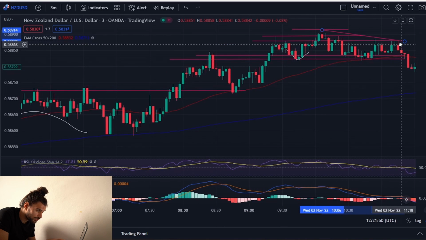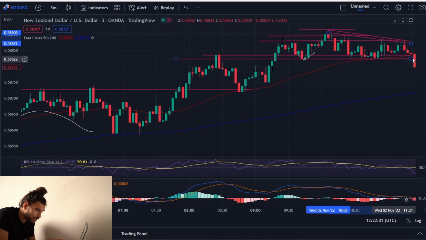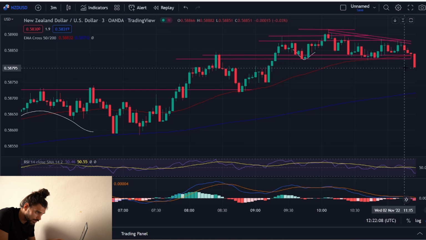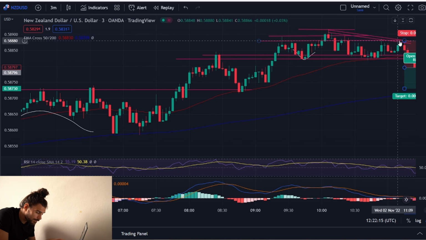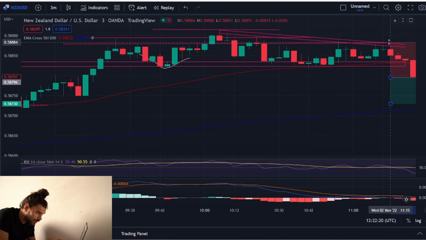I have here this 1, 2, 3 strike, depending on my drawing style. So this is my first area, my second area, my third area, and now we broke this structure right around here. So now I could enter right around here, which is what I'm going to do, since I have my third touch and I have my two fully engulfing candlesticks at the 50 EMA. My stop loss is going to be slightly above the wick of this candlestick.